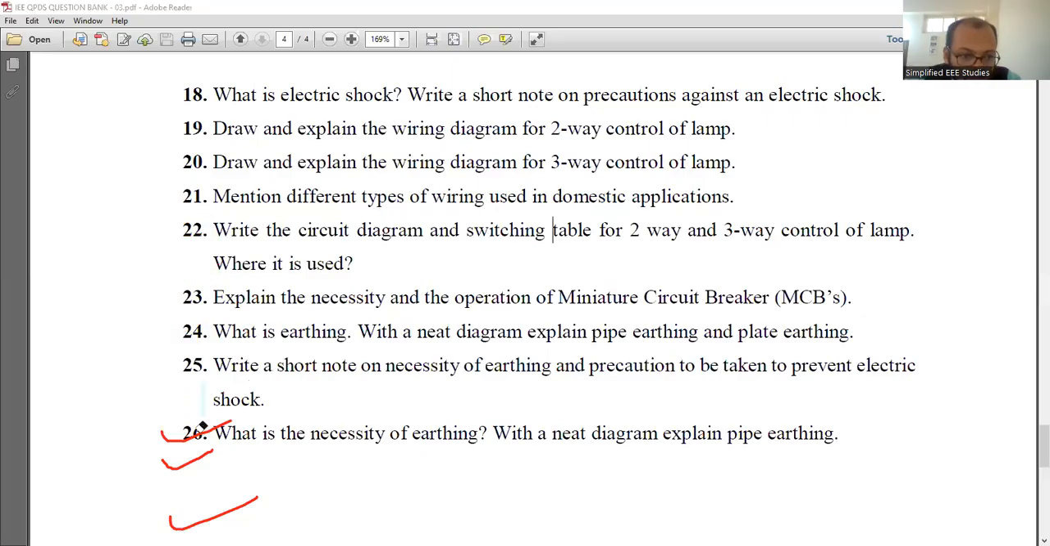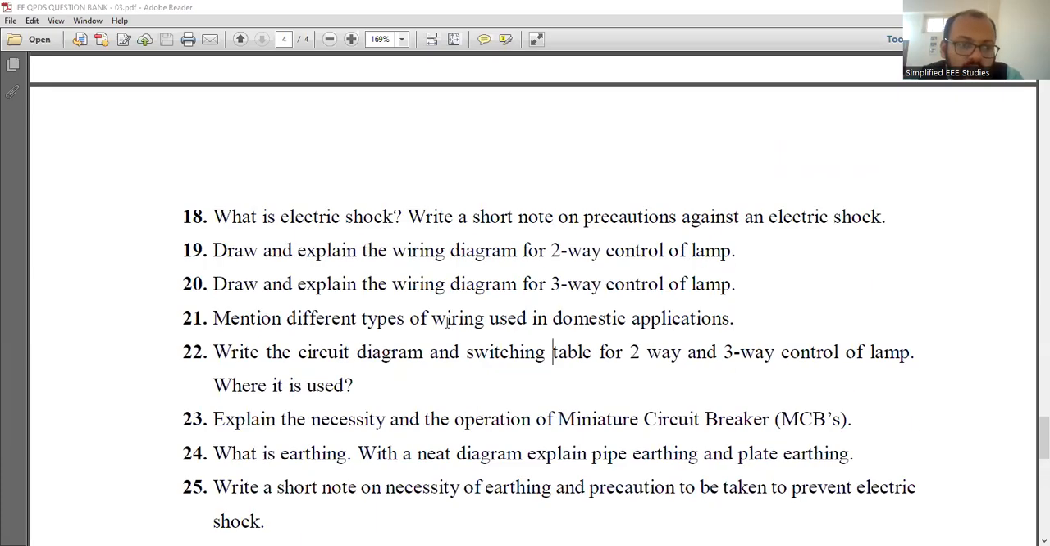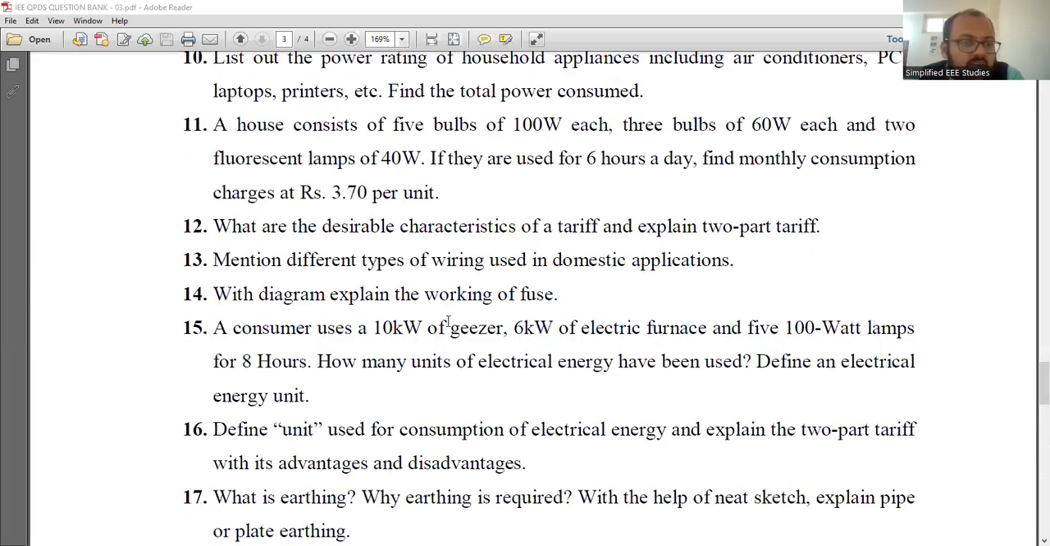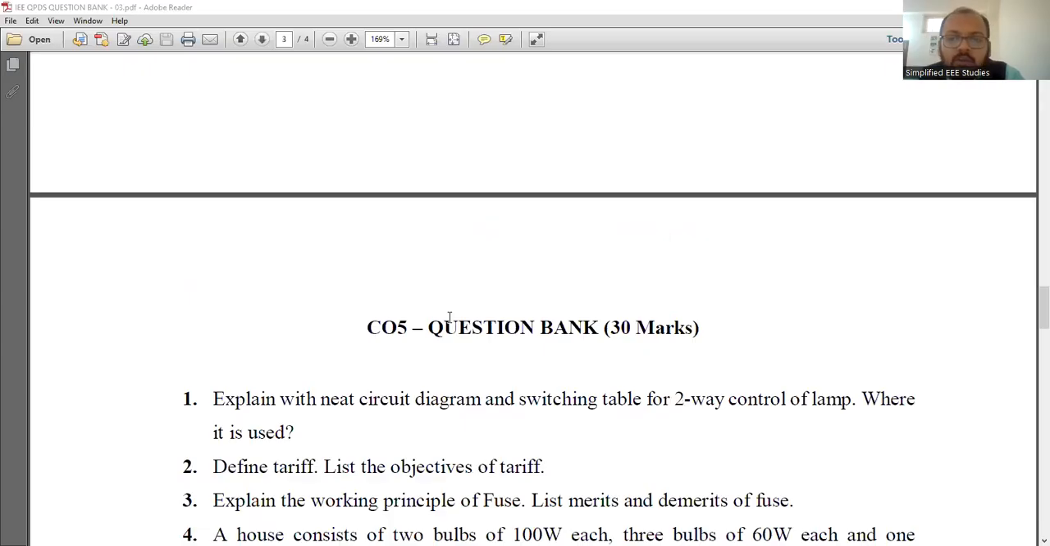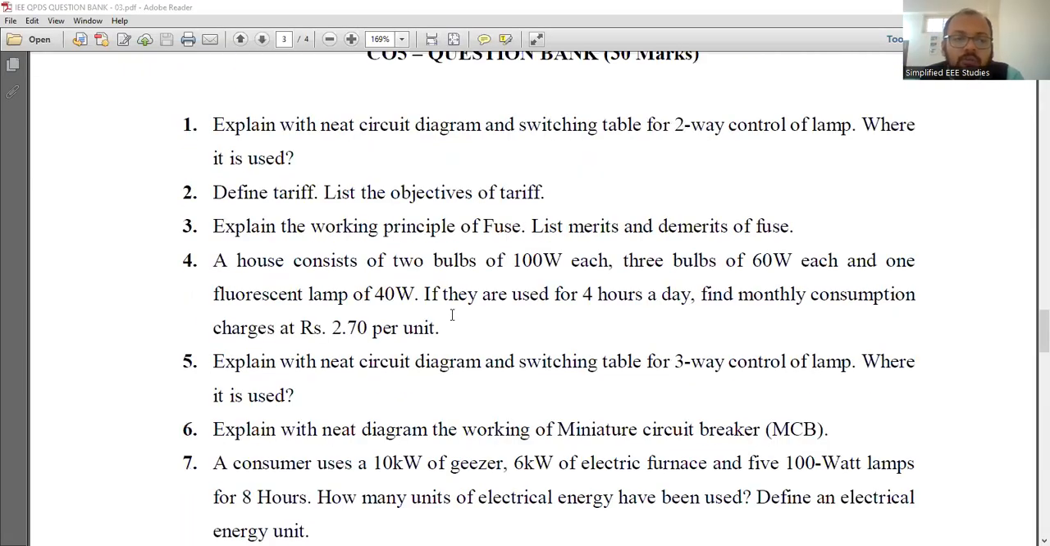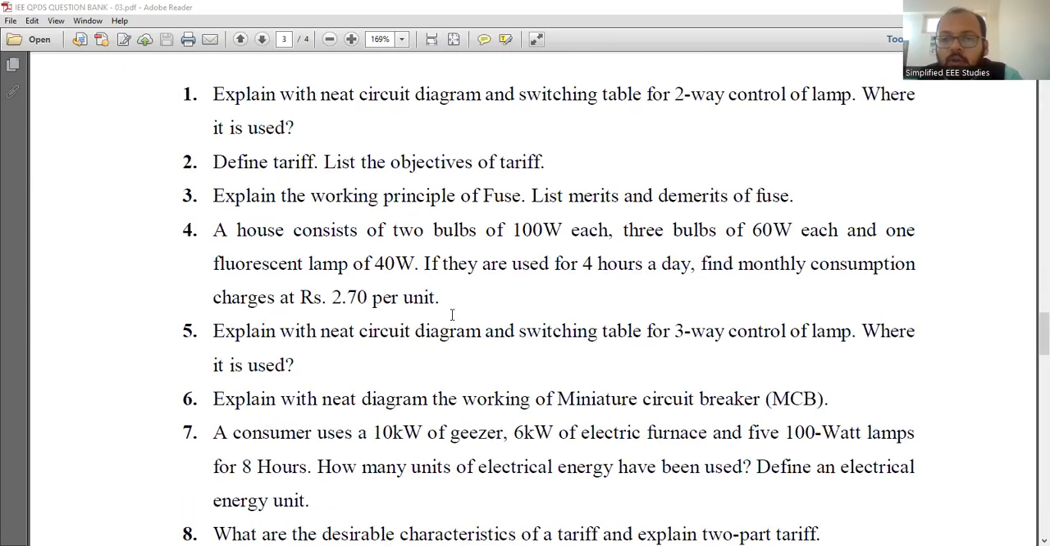So next, you have to go through all the points very clearly and pause the video wherever you want to have a break. You can note down. It is better to note down instead of taking a printout. It is always better to note down so that you will understand and learn. Try to draw the diagrams, especially for two-way, three-way, then plate earthing, pipe earthing, then fuse. Try to mention the diagrams.